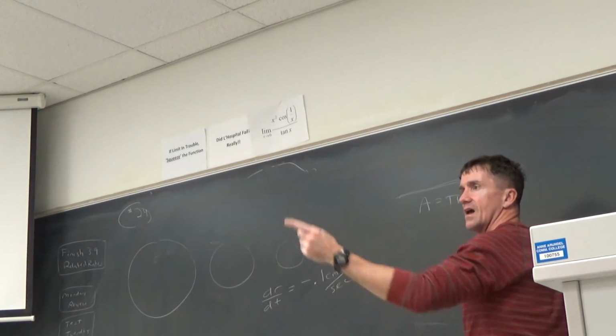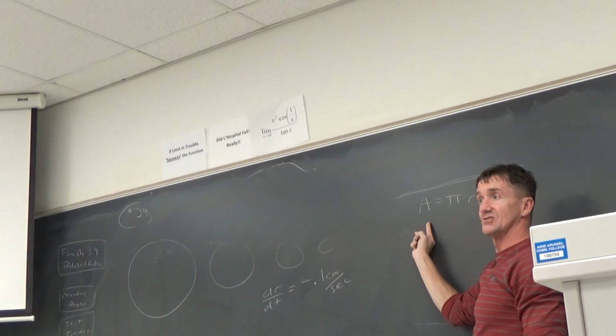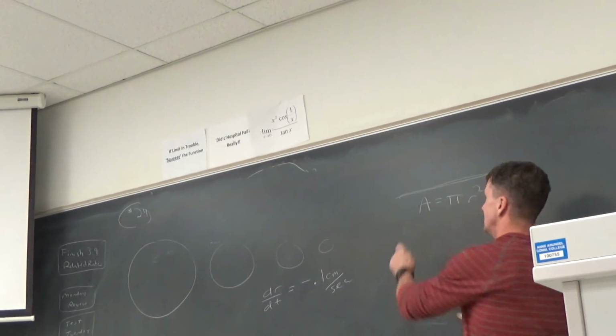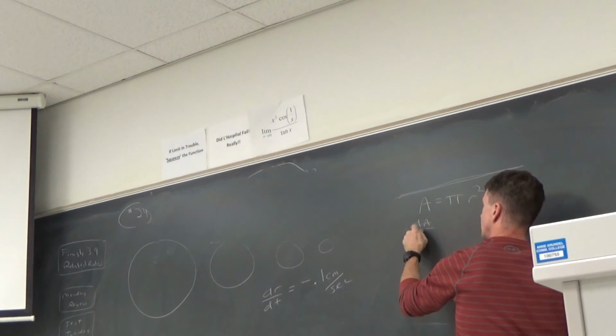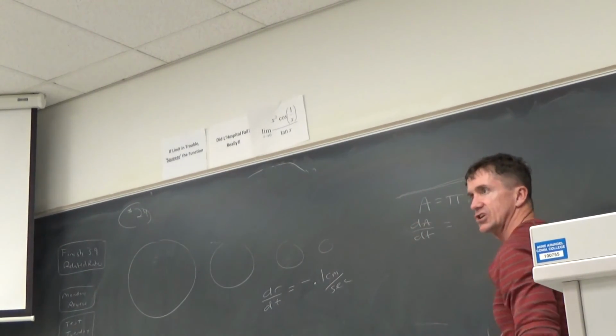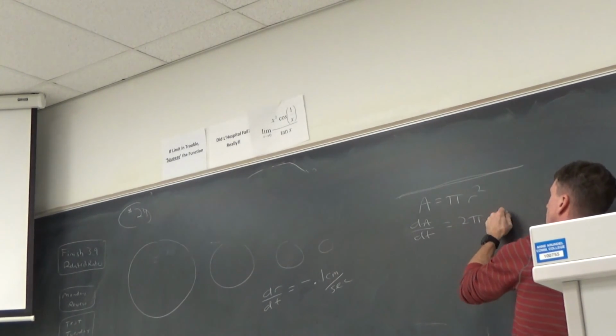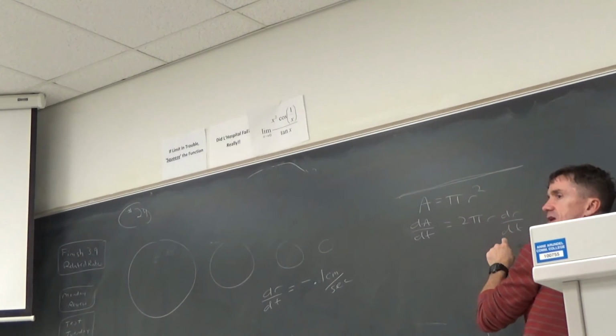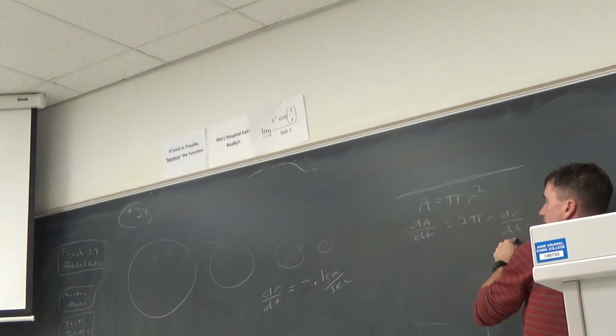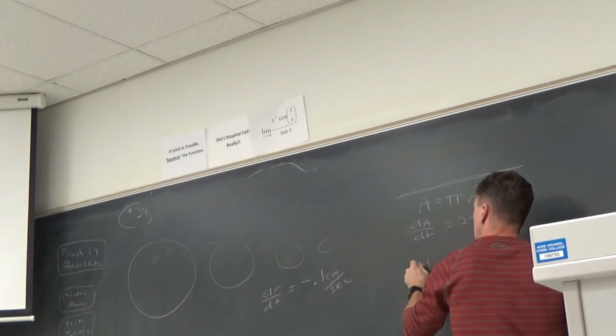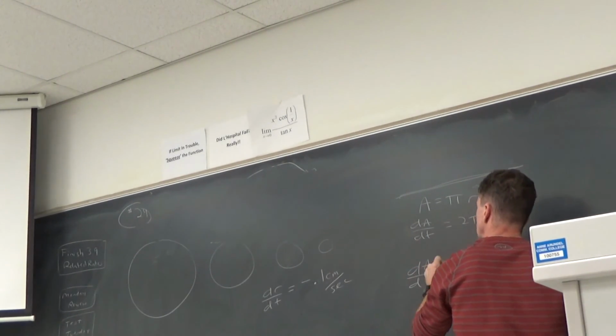All right. Here we go. We're going to differentiate this, right? All right, dA/dt. Now do a power rule on this with the chain rule. 2 pi r dr/dt. So already I can substitute what number there? Negative 0.1.